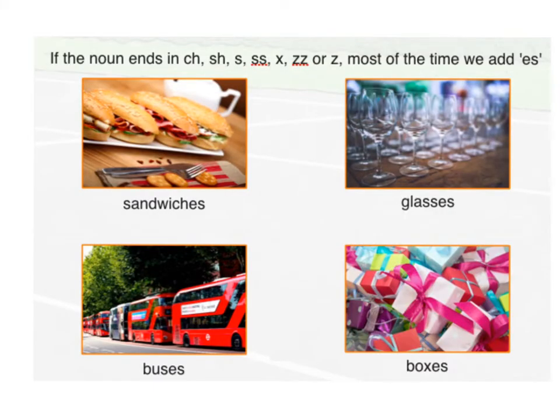However, if the word ends in a ch, sh, s, double s, x, z, or just z on its own, then we have to add es. So sandwich becomes sandwiches. Glass becomes glasses. Bus becomes buses. And box becomes boxes.